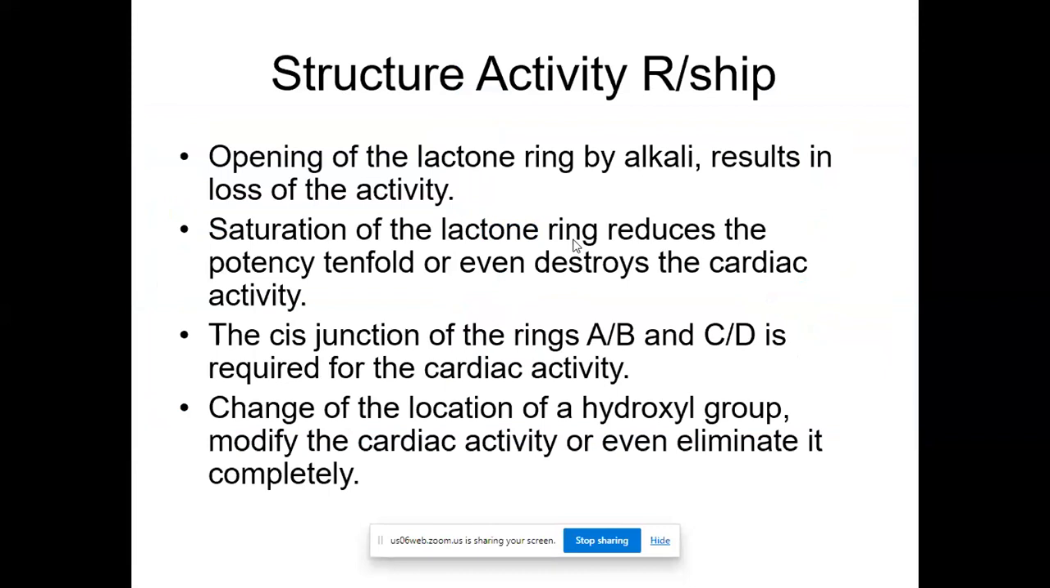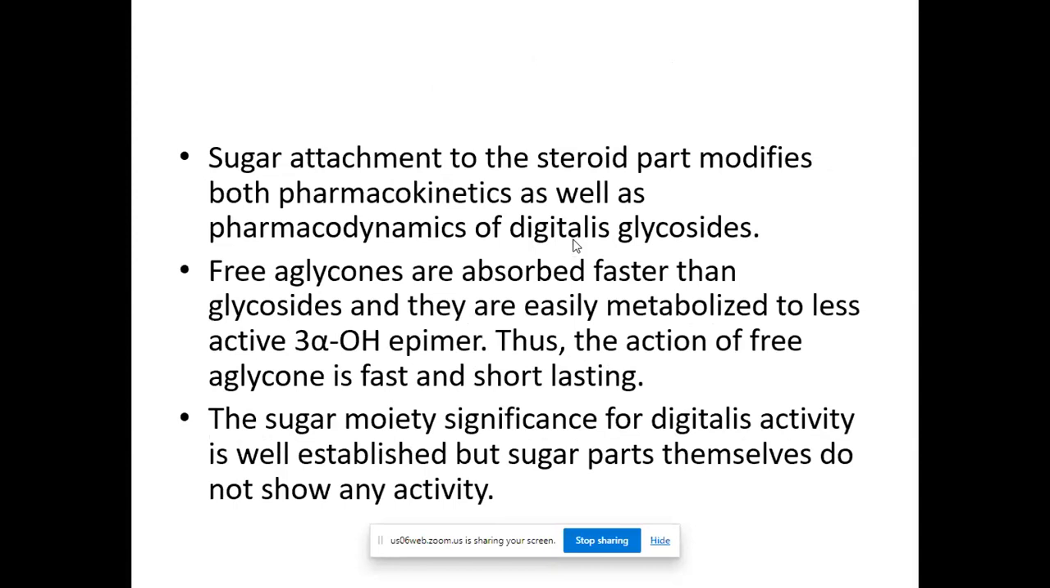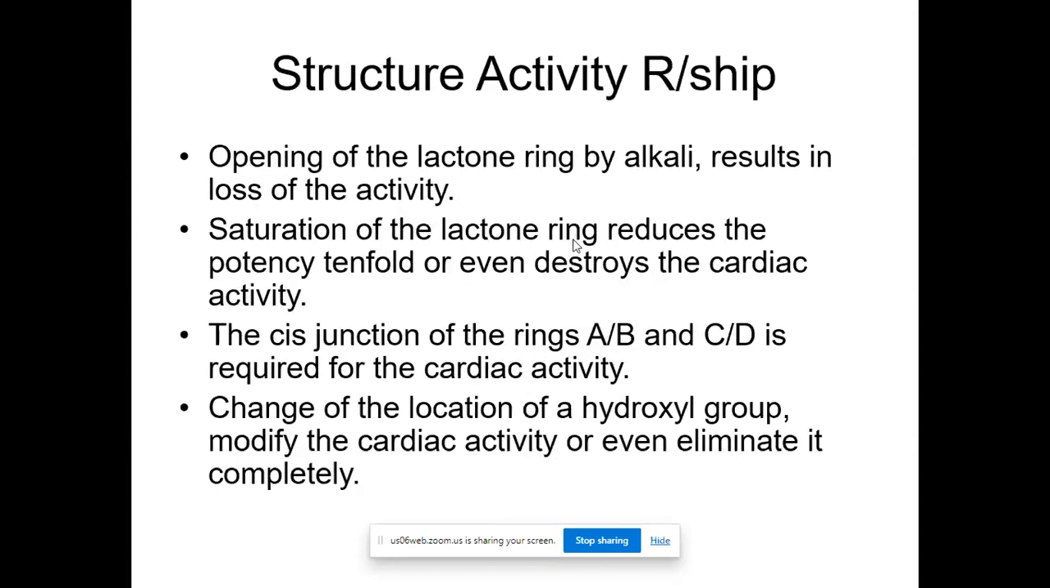Okay. So we go to the SAR. These cardiac glycosides have a steroid nucleus, and they also have a lactone ring as well as a sugar part. Opening of the lactone ring with alkali will result in the loss of activity. In some of the tests we'll be using alkali. If it's too strong, it will give you a negative result. Saturation of the lactone ring also reduces activity. It will reduce the potency tenfold or even destroy the cardiac activity.